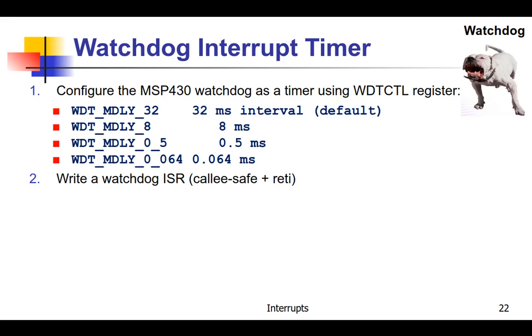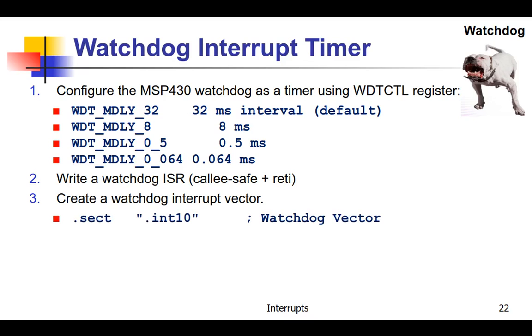with a return from interrupt instruction at the end. You need to create a watchdog interrupt vector so that your watchdog interrupt subroutine gets called. In order to do that, you need to create in your assembly language a .sect section, and that section for the watchdog, at least in the MSP430G2553, is interrupt 10. You probably ought to double check that for our processor, the MSP430F5529.